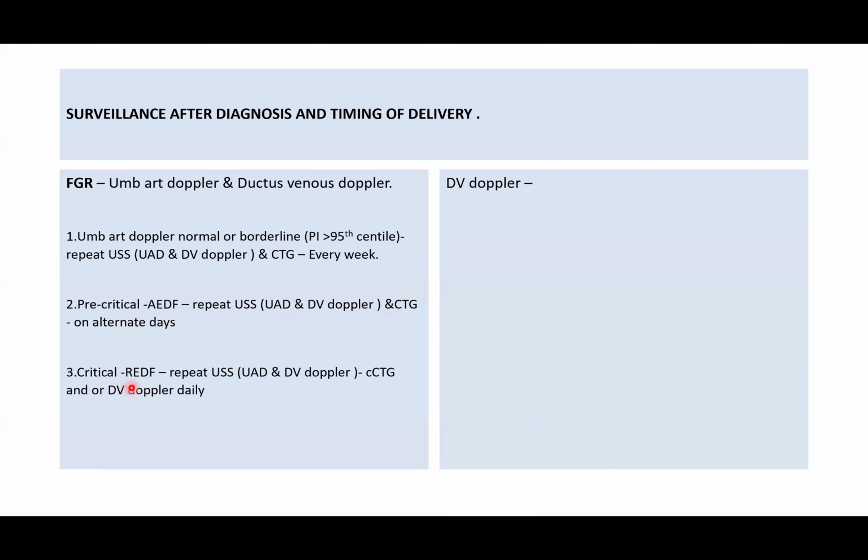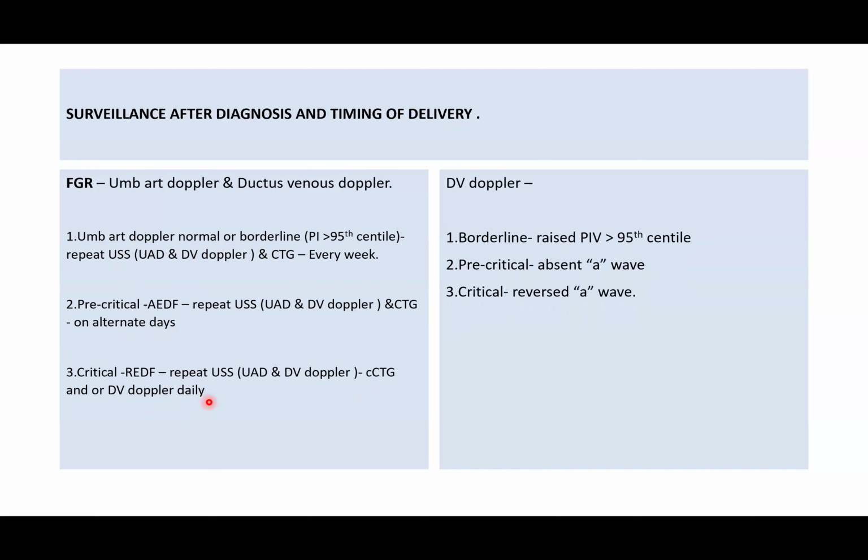If it is critical, now critical is something very dangerous. That is where there is reversed end-diastolic flow, then we will repeat all the scans, the umbilical artery Doppler, ductus venosus Doppler, and cCTG, that is the computerized CTG, and or ductus venosus Doppler daily. Okay, so where umbilical artery Doppler is normal or borderline, monitoring is done weekly. If it is pre-critical, monitoring is done on alternate days or at least twice weekly. And critical, then monitoring is done daily.